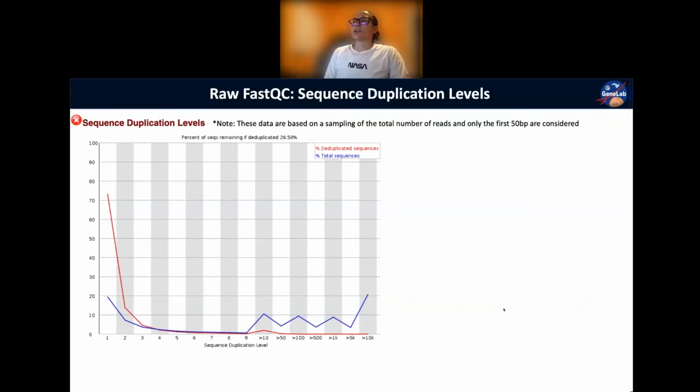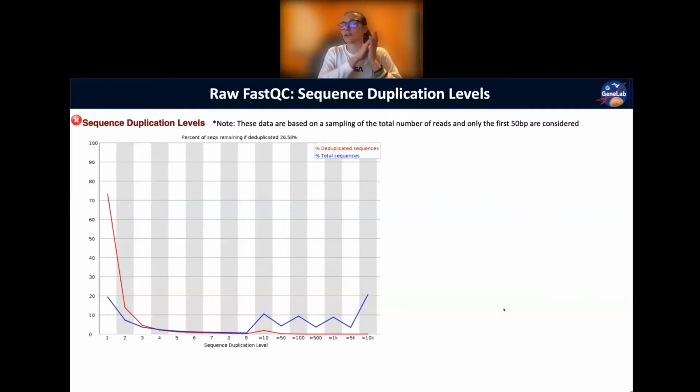So how FastQC evaluates duplicates is it only looks at the sequence of your read, and it only looks at the first 50 base pairs of that sequence. And it also only checks the first, I think, 200,000 reads. So it's really only taking a sampling to see if there are duplicates. And the reason is to save processing time, right?